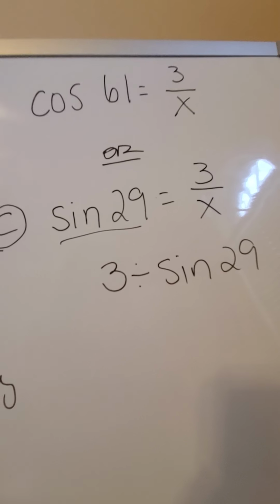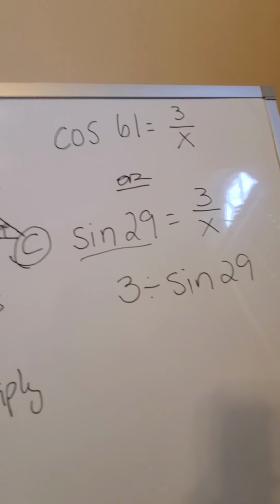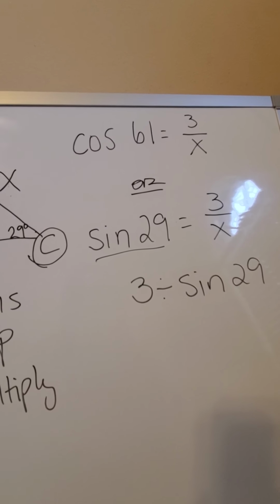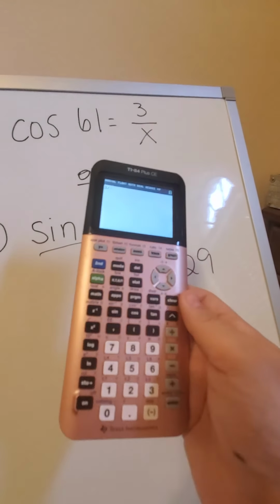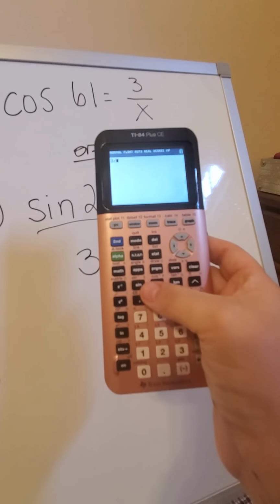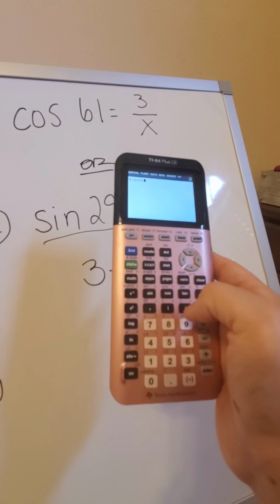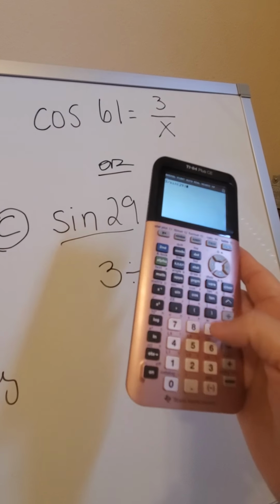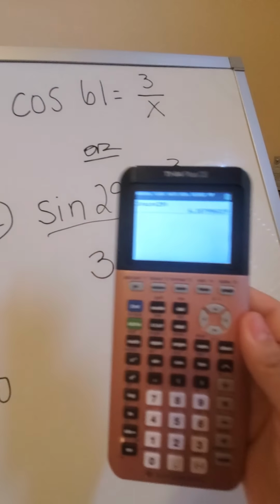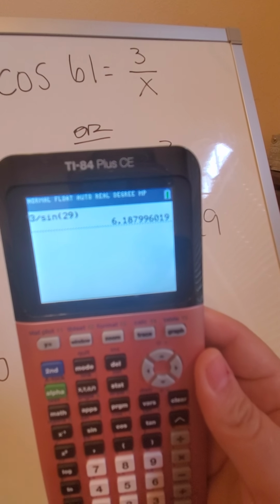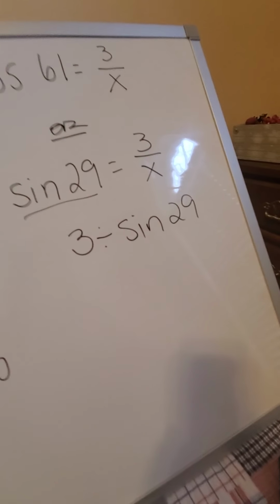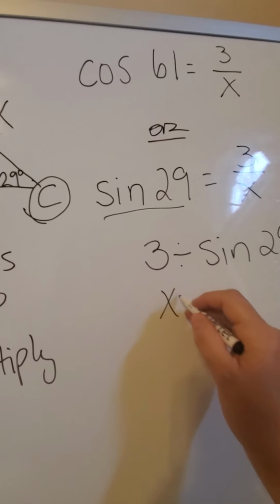So just put it in your calculator. And if you put it in, 3 divided by, and then the sine button is right here. You guys see that right there? Sine, and I'd say 29. Close it out, hit enter, and you get 6.187.